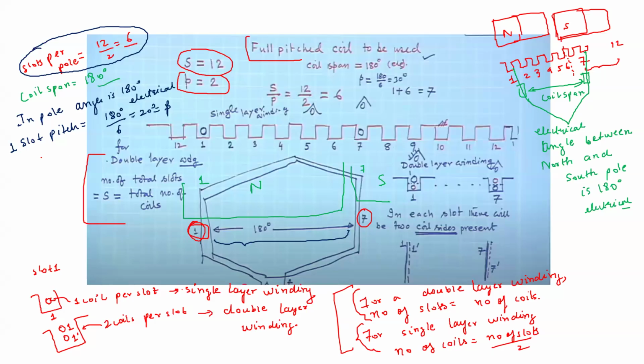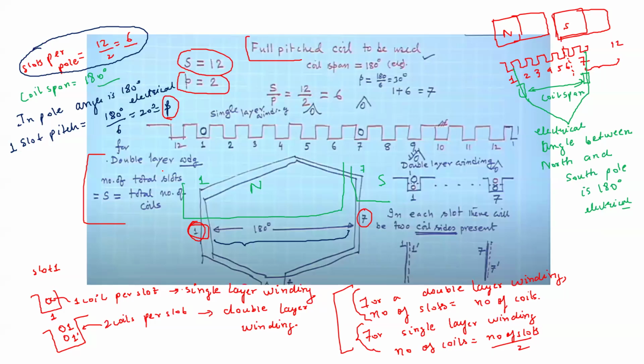First of all, you have to find beta. Beta is the slot pitch. How can you find the slot pitch? First, find the number of slots per pole. There are two poles and 12 slots, so slots per pole is 6. Now we know that one pole angle is 180 degrees electrical, so 6 slots make up the 180 degrees. The angle of one slot will be 180 degrees divided by 6, which is 20 degrees, that is beta.